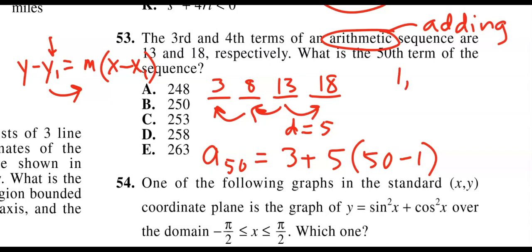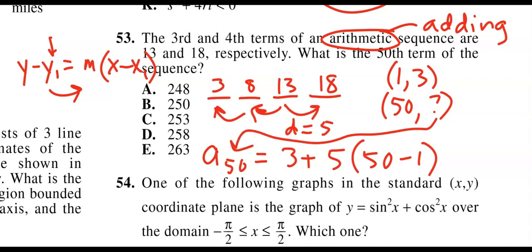It's like I'm using the coordinate 1, 3 and 50, question mark, because I don't know what a sub 50 is. So it's just a linear function, that's all. So what is 3 plus 5 times 49? $248.